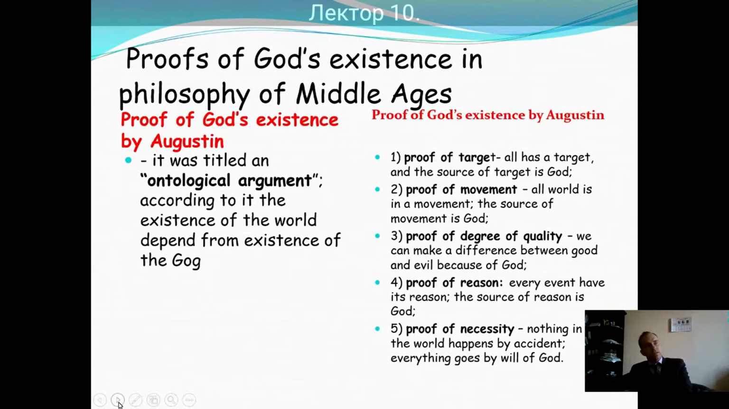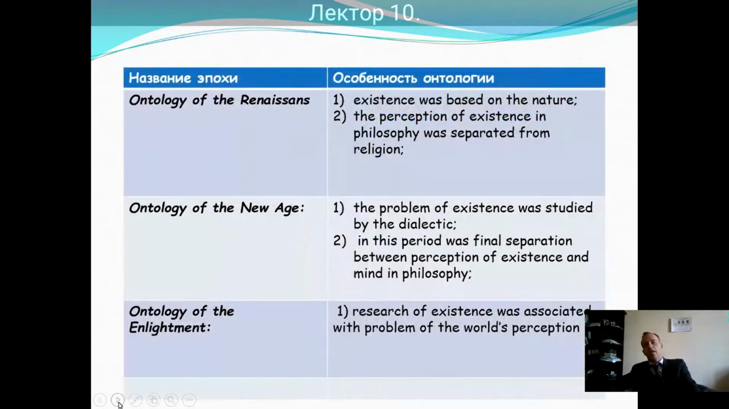The idea of existence and ontology has its evolution in different historical periods and different epochs in the development of philosophy. Ontology of the Renaissance. Existence in this period was based on nature and was connected with nature. The perception of existence in philosophy was separated from religion. If the ontology of the Middle Ages was religious, the ontology of the Renaissance was philosophical, and it was materialistic too.